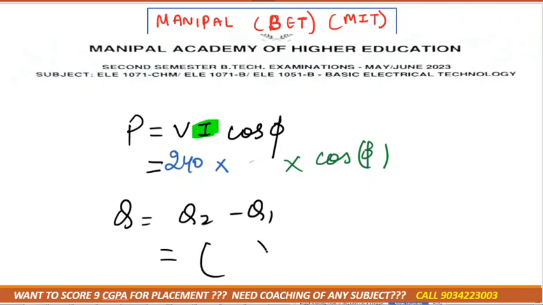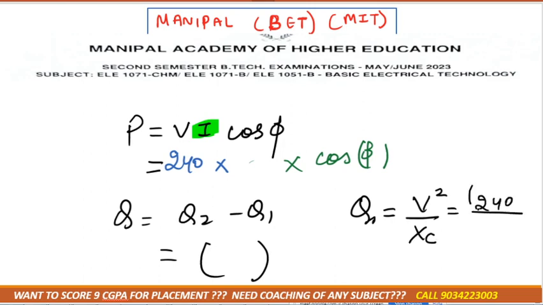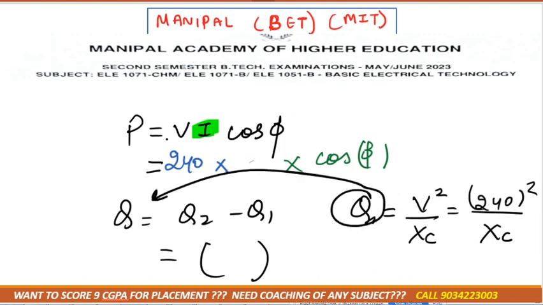Then you will get some reactive power after solving it, and Q new would be equal to V square divided by XC. Voltage is given as 240, squared. XC we can get, since Q we already know by this method, right? And the XC formula is equal to 1 by 2 pi F C. So from here we'll get the value of the capacitance.